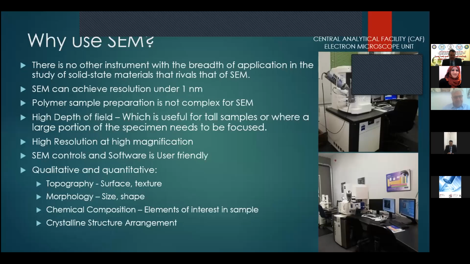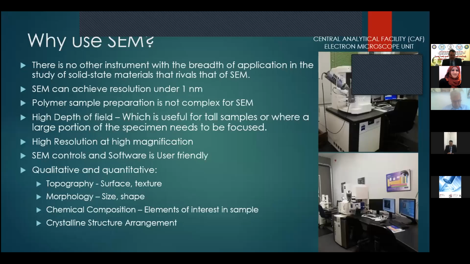So with the right training and extensive practice, you can actually have anybody operate a SEM, because there are so many cautions and the stuff in place that will prevent any user from harming the instrument. And then qualitative and quantitative analysis are basically the key why we are using SEM, especially for polymer analysis.